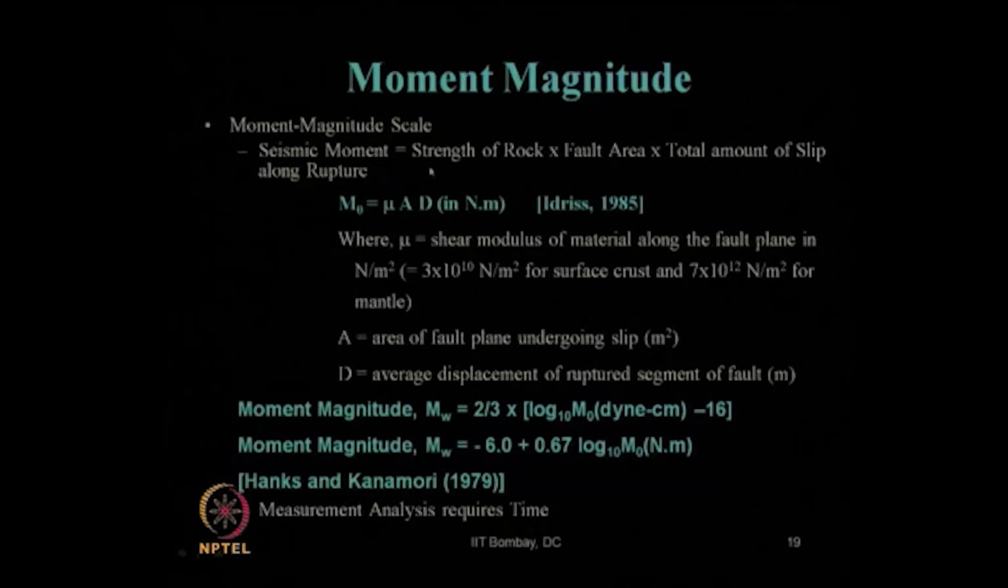So, seismic moment is computed this way: the strength of the rock, that is how much strength the rock initially has, multiplied by the fault area, multiplied by the total amount of slip along a rupture surface. That gives us the estimation of the seismic moment. So, what does it mean? Strength of the rock multiplied by fault area will give the force or capacity of the rock, right. So, that gives us the force.